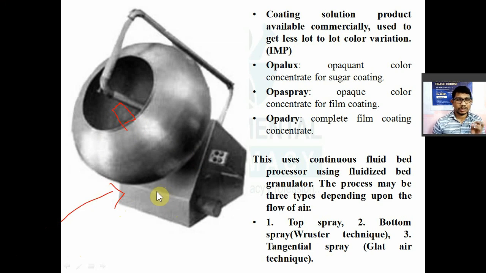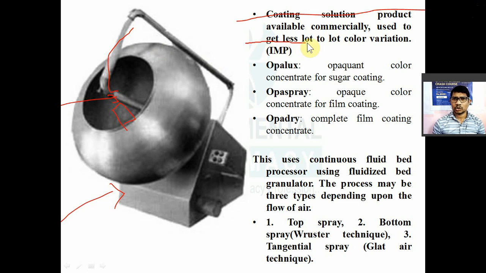So what are the different coating solutions available in the market? इसके ऊपर क्वेश्चन आ चुके हैं, मैंने उस टाइम पे बोला होगा आपको. Coating solution products are available commercially in the market to get less lot to lot color variation. मतलब हर एक 2 बैच में अगर वेरिएशन आ रहा है तो वो अच्छा नहीं. If two batches of tablets coated by the same coating solution show a color variation, that means there is something lacking. So to avoid that lot to lot color variation, ready-made coating solutions are available. So what are they?